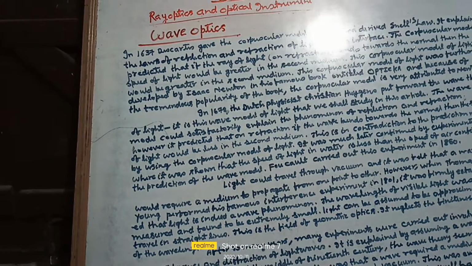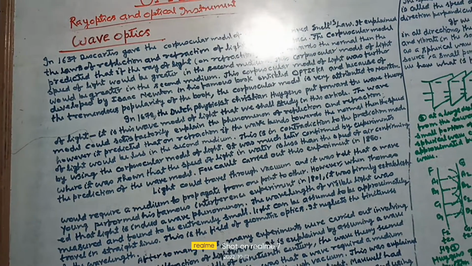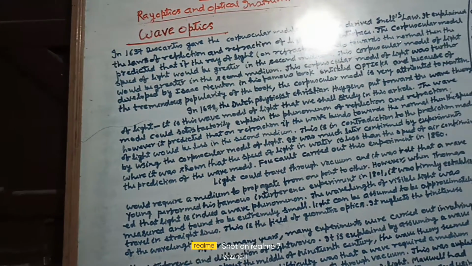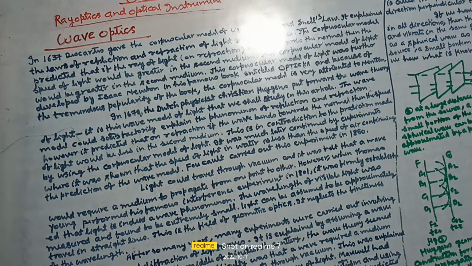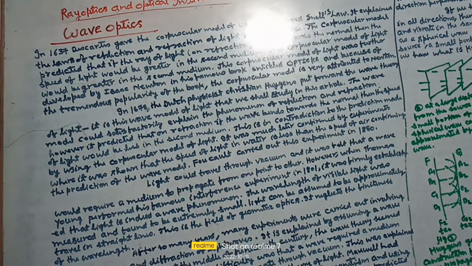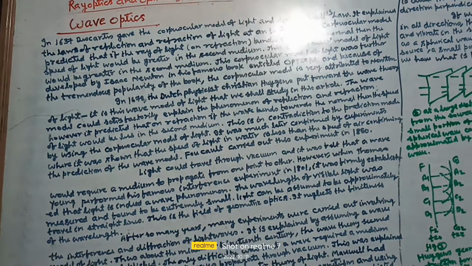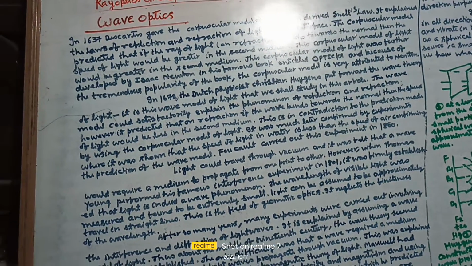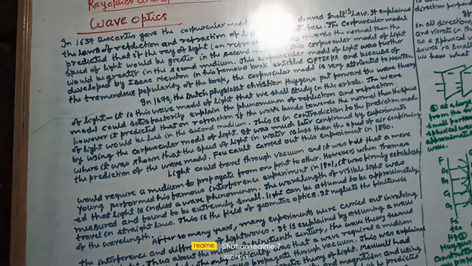The wave model could satisfactorily explain the phenomena of reflection and refraction. However, it predicted that on refraction, if the wave bends towards the normal, then the speed of light would be less in the second medium. This is in contradiction to the prediction made by using the corpuscular model of light.